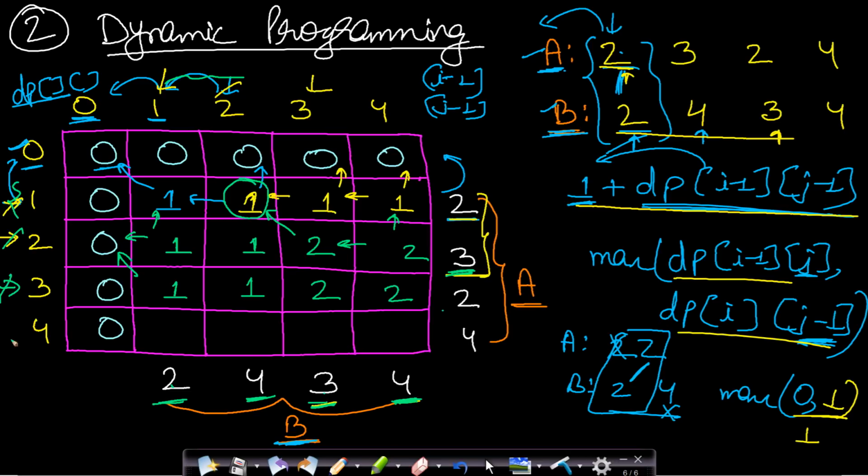Now again we move to the next row. 2 and 4 are not equal, so maximum of top and left. 4 and 4 are equal, so 1 plus diagonal, which will be 2. 3 and 4 are not equal, so maximum of top and left. 4 and 4 are equal, so 1 plus diagonal, which will be equal to 3.